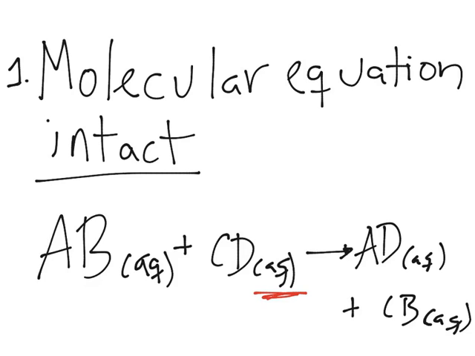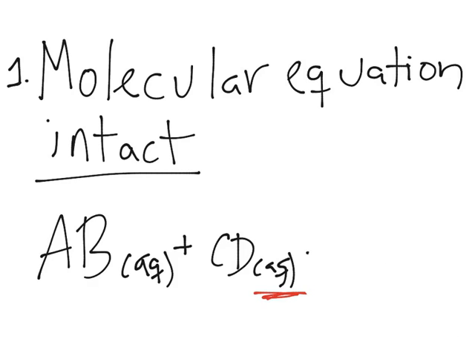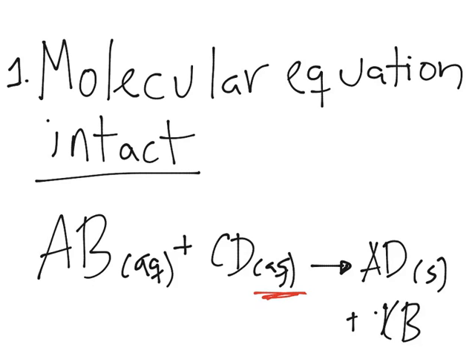However, this is not going to be the case every time. You may have two reactants that are aqueous, but you may get something like AD solid plus CB maybe aqueous. That's not how it may occur every time. You have to determine this by using the solubility rules.